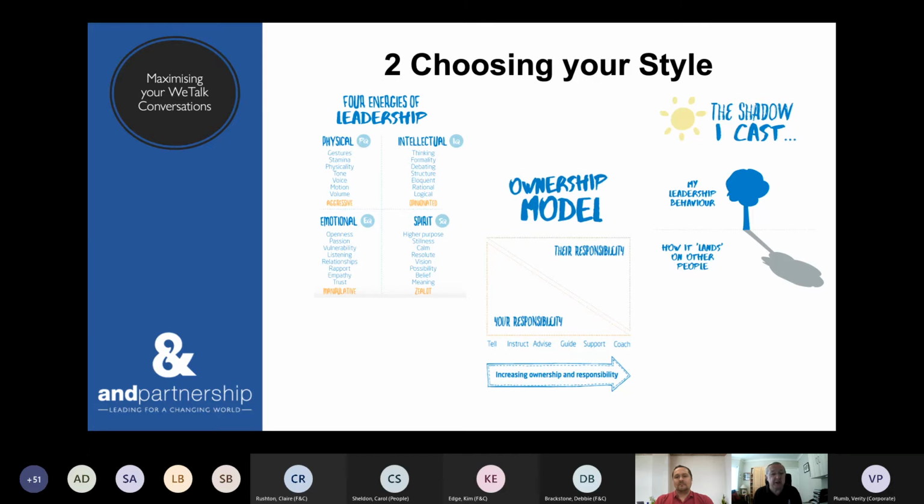So which energies are you using? Physical, intellectual, emotional, or spirit? Which energies is your team member likely to be using? So you can try and match their energies.